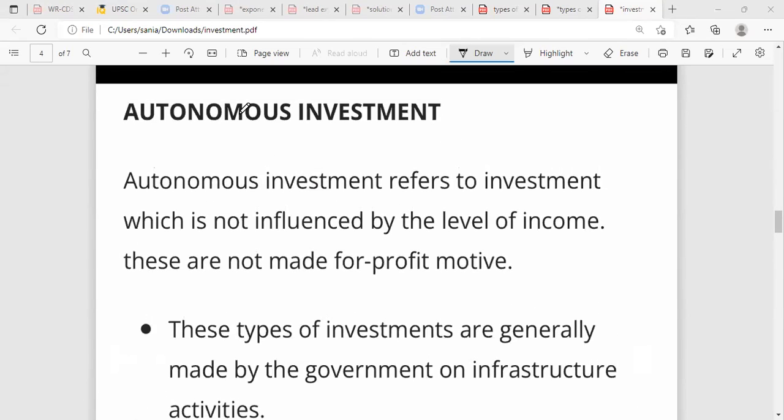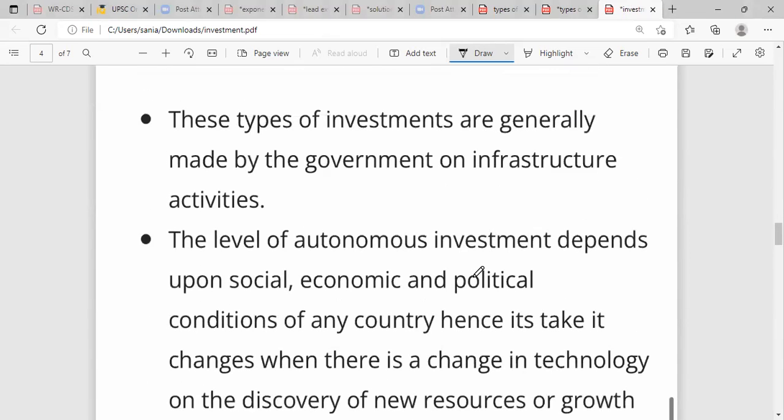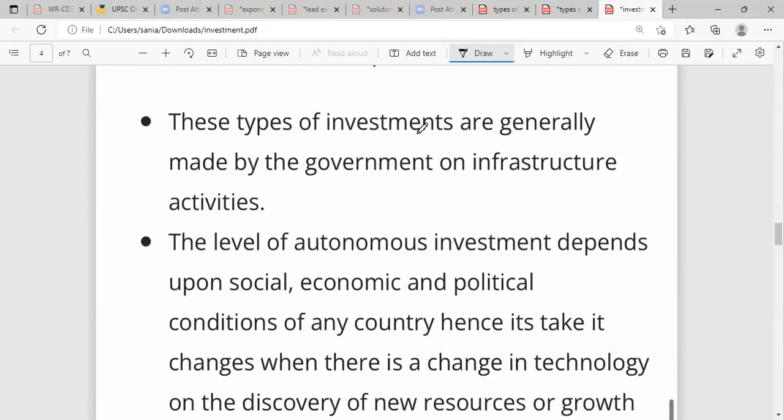Okay. Now we'll be talking about autonomous investment. So what is autonomous investment? Autonomous investment refers to investment which is not influenced by the level of income, and these are not made for profit motive. Now we have a few points about autonomous investment. First, this type of investment is generally made by the government. When we discussed the central bank and the commercial bank, we got to know that commercial banks are basically private banks and somewhere government banks as well.